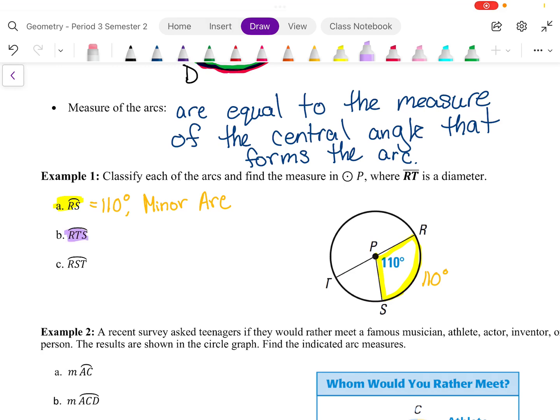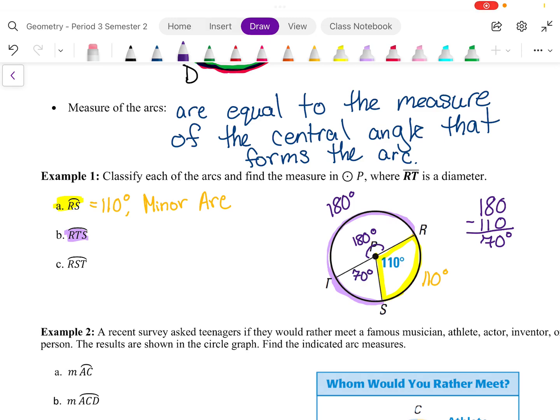Next, we're looking at RTS. And when you follow the letters, you want to make sure you're going in order. So we're going from R to T and then T to S. So if we look at this one, we know from this point, from R to T, that is 180 degrees. And same thing on the other side, it's also 180 degrees. So to find the missing portion, we're just going to take 180 minus 110 to get 70 degrees.